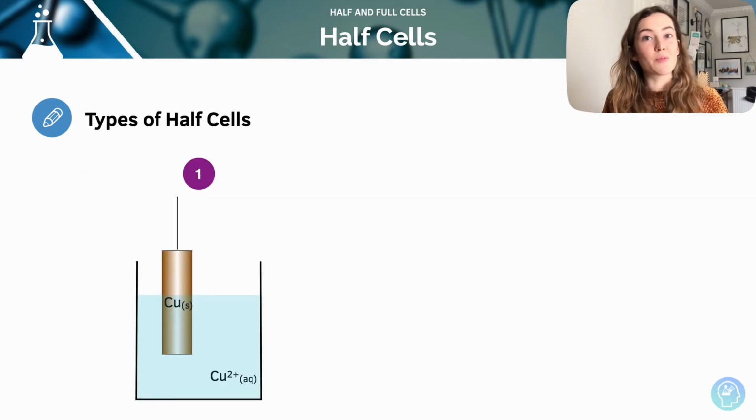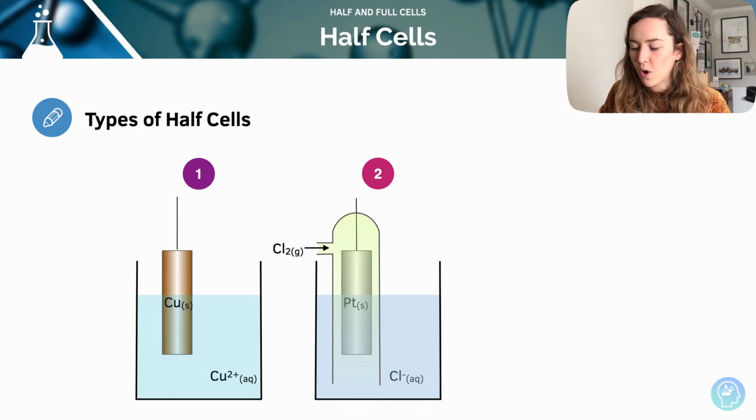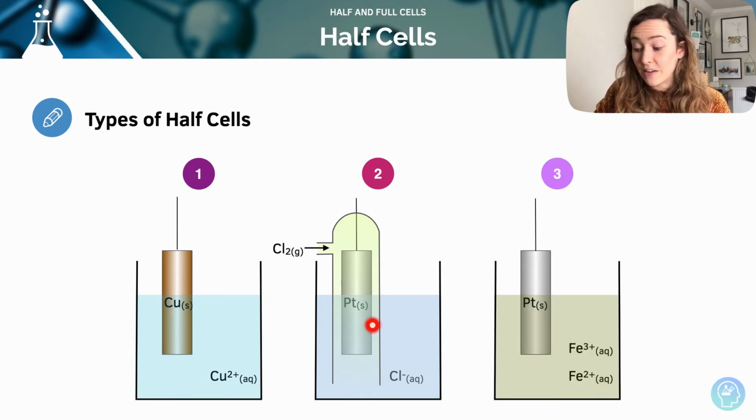Here's the first type, the type that we're familiar with. You can see we've got our metal strip in the solution of its metal ions, and here are our two new ones. So we've got a non-metal, our gas, chlorine coming through, that's one of our redox species, and then we're going to have our platinum electrode dipped into a solution of its ion, through a gas delivery tube. And then our third type was where both of the species in the redox couple were ions. So we've got a solution of both of those ions, and we've got a platinum electrode being dipped in.